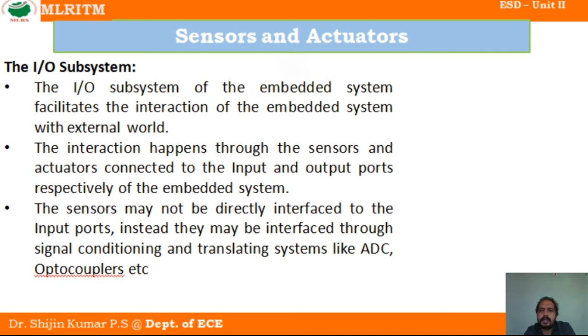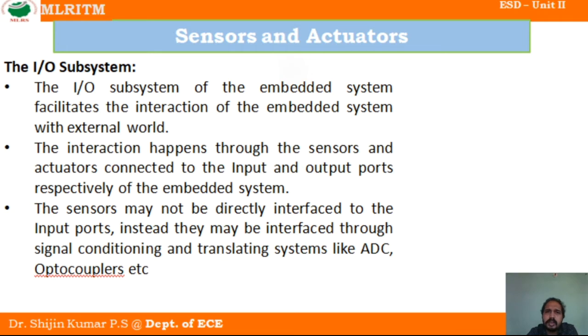So the next important part is the input output subsystem. Sometimes we cannot connect these sensors and actuators directly to the embedded system, so we need an intermediate device, like an interface. Those interfaces are called IO subsystems. The IO subsystem of the embedded system facilitates the interaction of the embedded system with the external world.